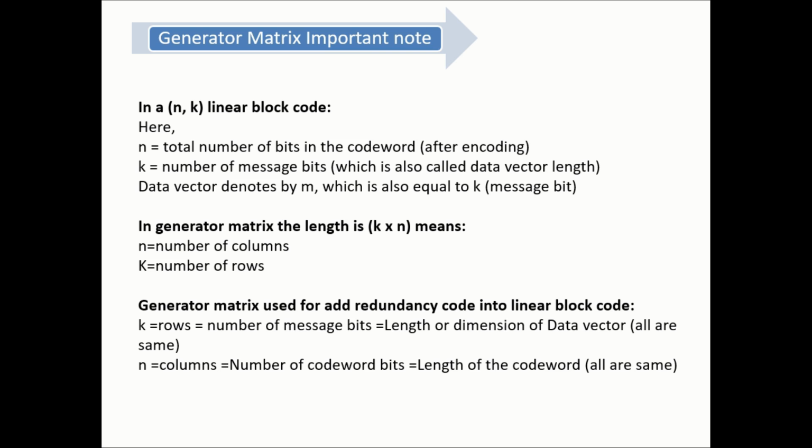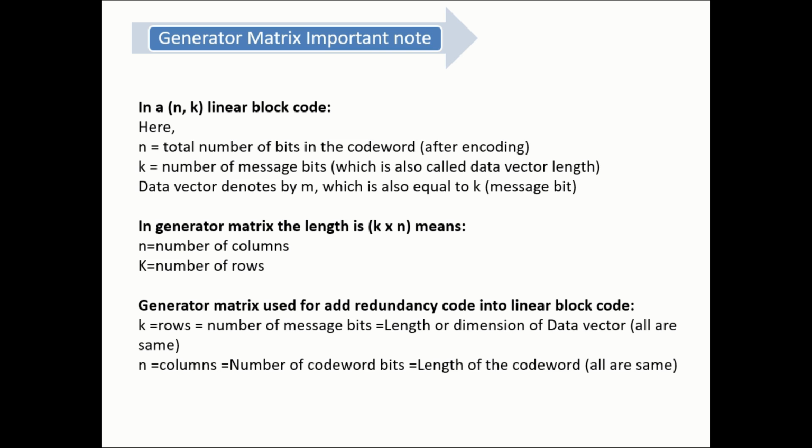In the generator matrix, the size is k cross n, meaning n equals the number of columns and k equals the number of rows. The generator matrix is used to add redundancy in a linear block code. K equals the rows, the number of message bits, and the length or dimension of the data vector. All are the same.